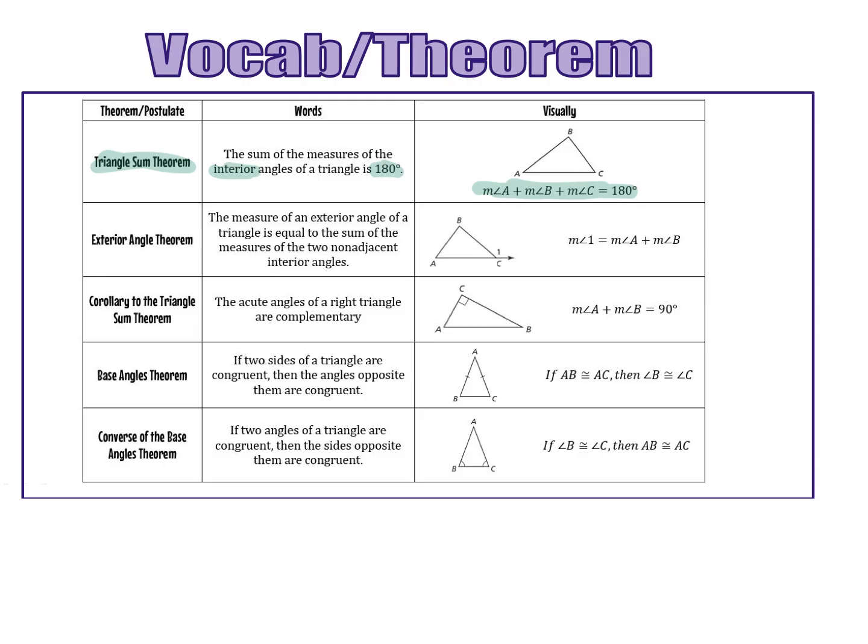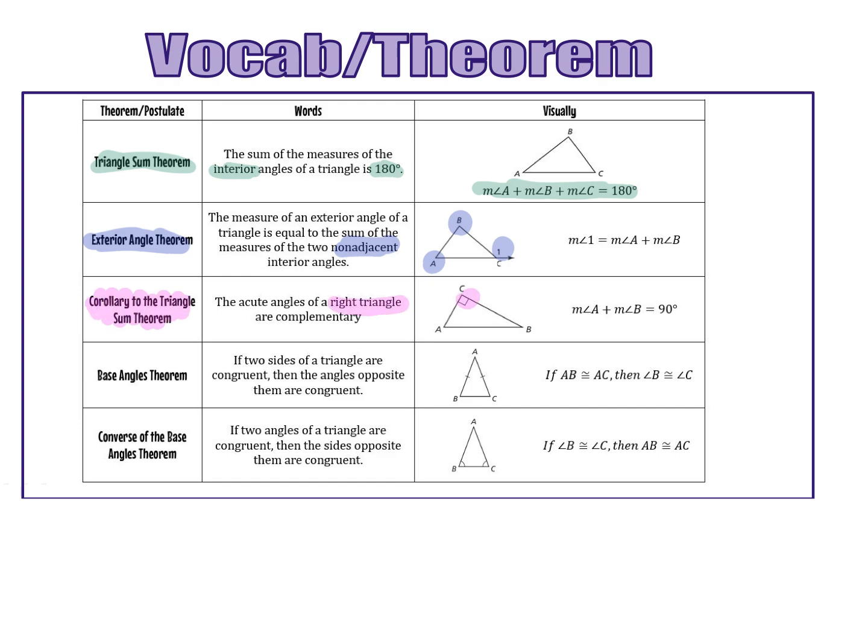The exterior angle theorem says if we're talking about an angle on the outside, that angle is actually equal to the sum of the two angles it's not touching. And remember, that word for not touching is non-adjacent. So the measure of the exterior angle is the sum of the two non-adjacent angles. And this really should make sense because angle 1 here would make a linear pair with this angle over here, and these three angles have to add to be 180. So it does make sense that 1 is the same thing as angle A plus angle B. The corollary to the triangle sum theorem is specific to right triangles.